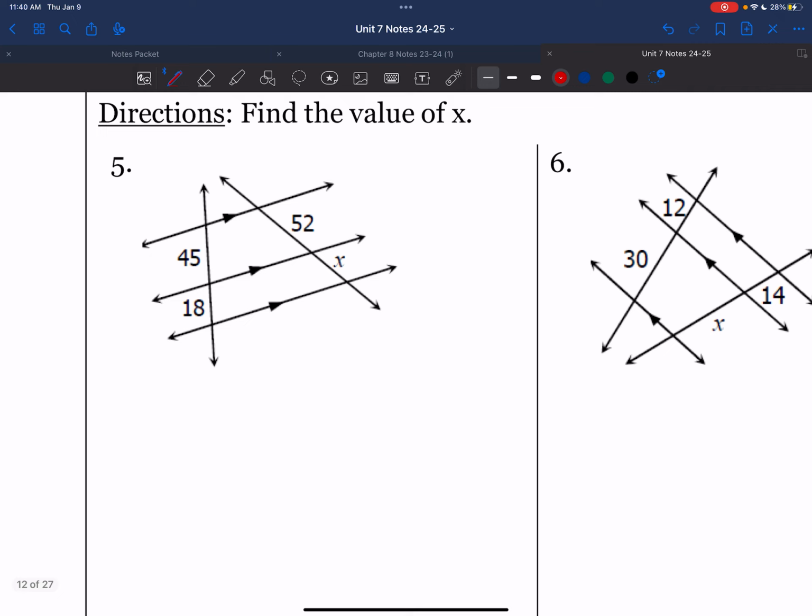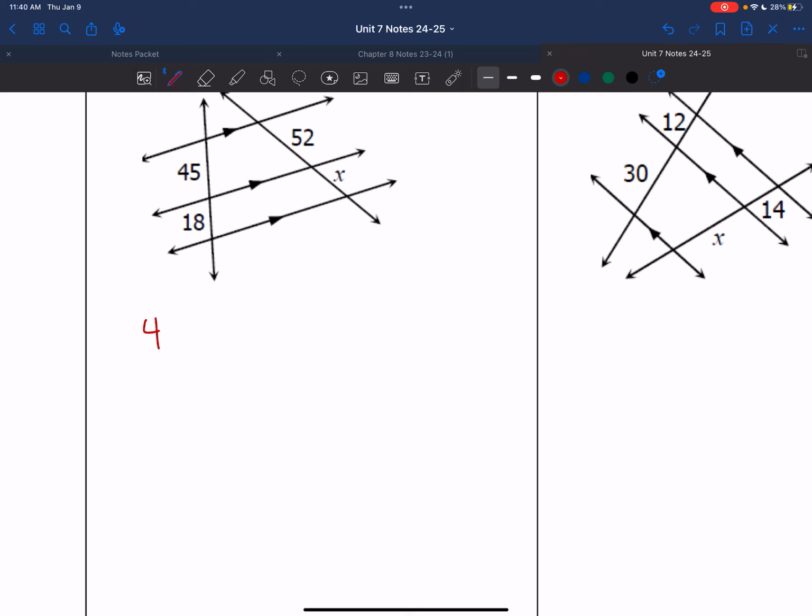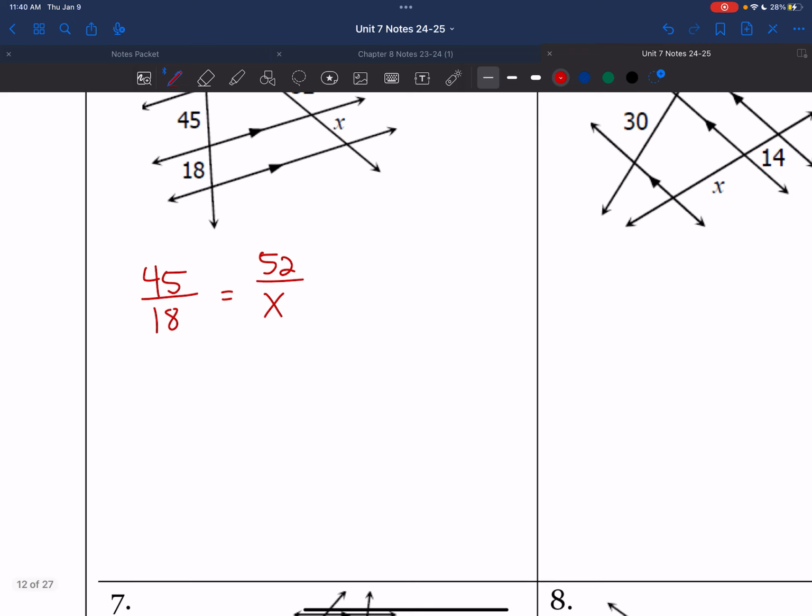So for example, they tell us that these 3 lines are parallel, and we know that because they have the arrows on them. Then that means that this part over this part equals this part over this part. So we can say 45 over 18 equals 52 over x. And then we just solve it just like we've been solving them.